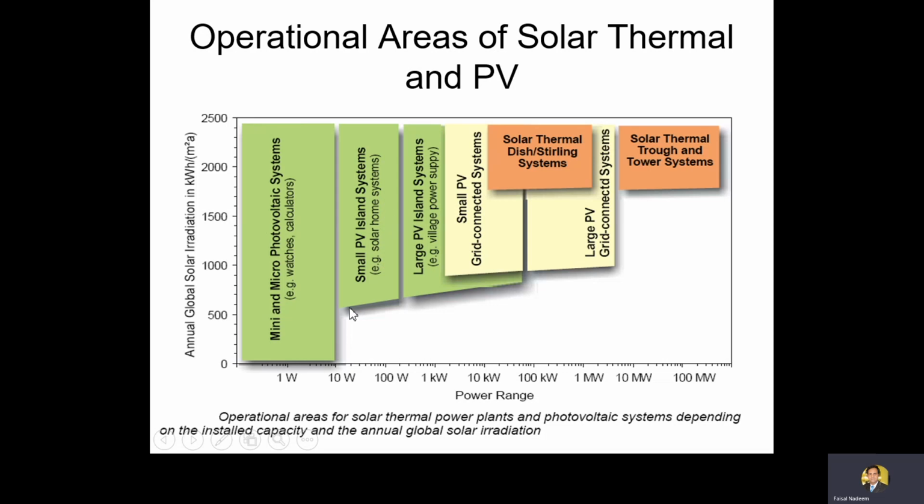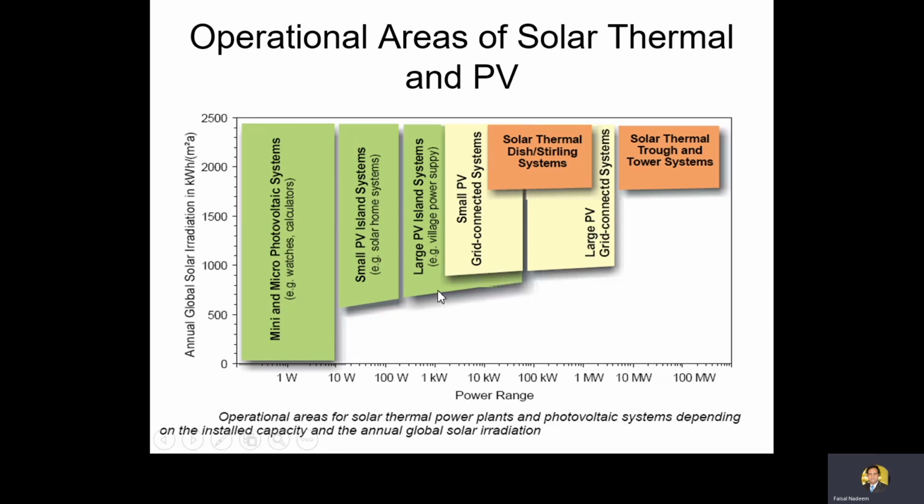The power range for these systems is around 10 watt to 100 watt, and the minimum irradiance required to install the system is around 500 kilowatt hour per meter square, while the maximum irradiance level they can work under is 2500 kilowatt hour per meter square.